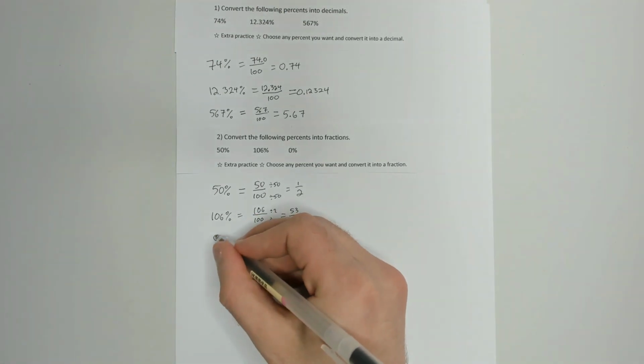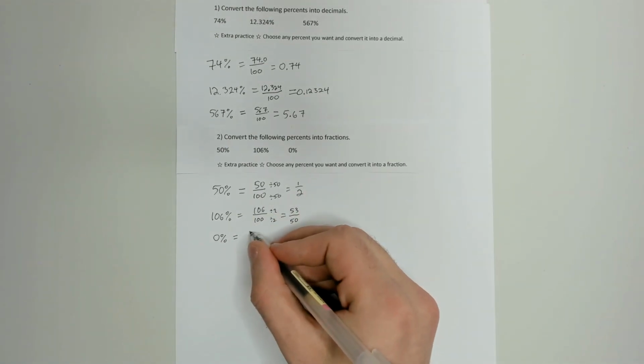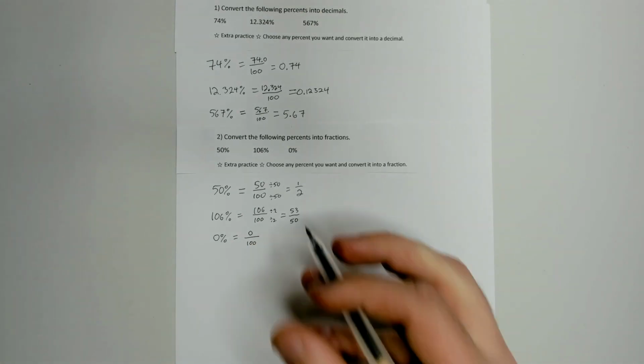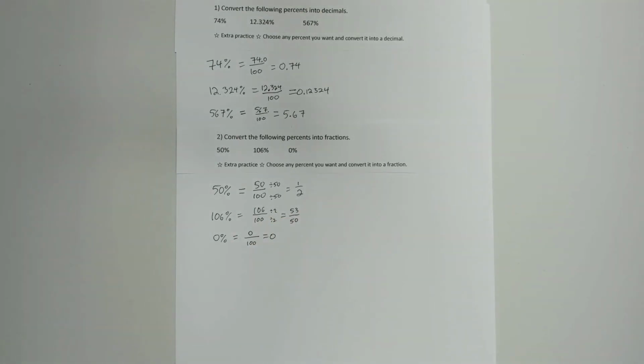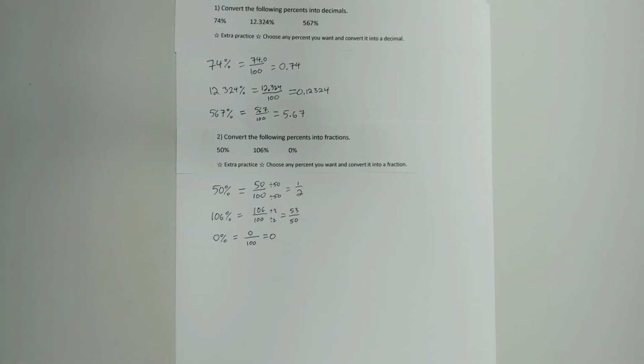And for the last one, we have 0%. Now 0% is maybe a little more interesting because our numerator is going to be 0. And any fraction with a numerator of 0, well, that is just 0. 0 divided by 100 is 0. So we don't really express this as a fraction because we just end up getting a 0 that doesn't have any decimals or anything. So we can just leave this as the straight number there without any fractions involved. And for extra practice, choose any percent that you want and convert it into a fraction. First make it out of 100 and then simplify it. Let's move on to that third question.